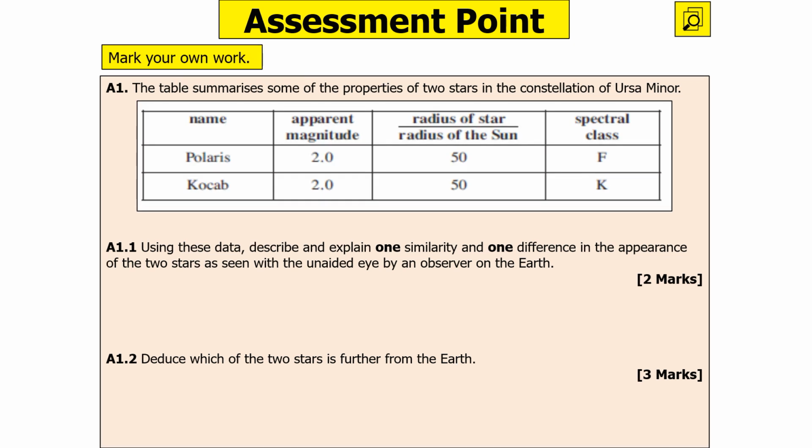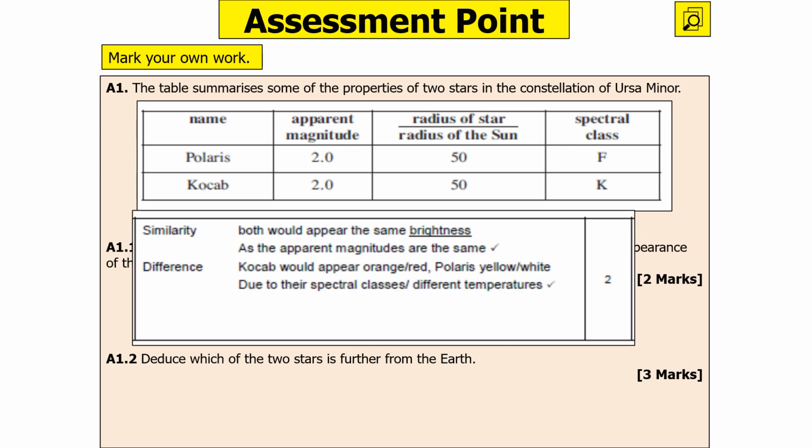Right, in this first one, you can think about firstly the brightness, and you can also think about the colour. The brightness is the apparent magnitude. Because they've got the same apparent magnitude, they'll appear the same brightness from the Earth. But the difference is going to be linked to their colour, which is linked to their spectral class. So you should hopefully know the differences by learning the colours of the spectral classes. Kochab, because it's a class K, would appear orange or red. Polaris, because it's a spectral class F, would appear yellow or white.